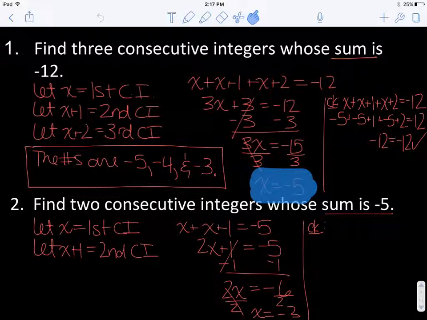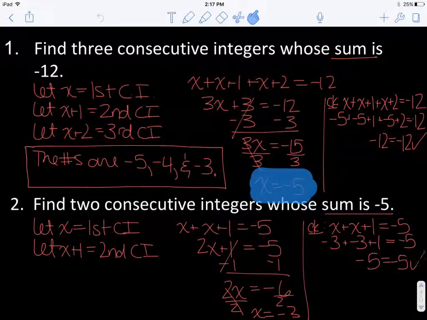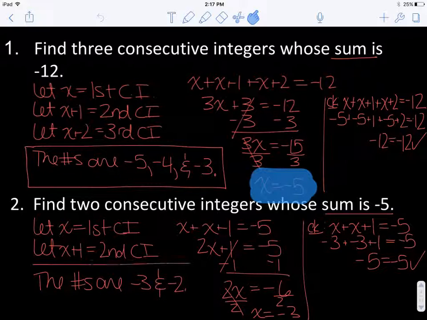Plug into our check. -3 plus -3 plus 1 equals -5. -3 and -3 is -6, plus 1 is -5. So our check does work out, and our final sentence answer is the numbers are -3 and -2.